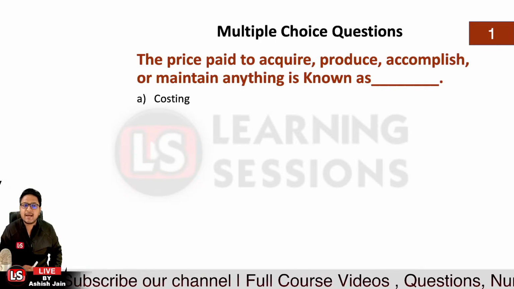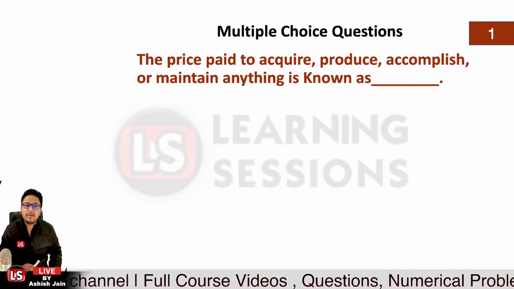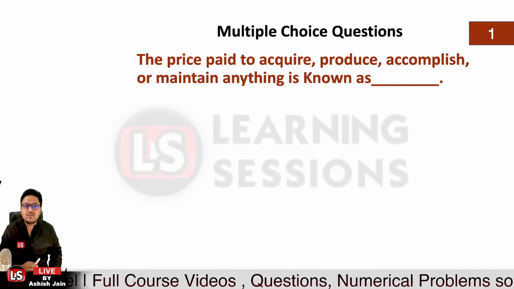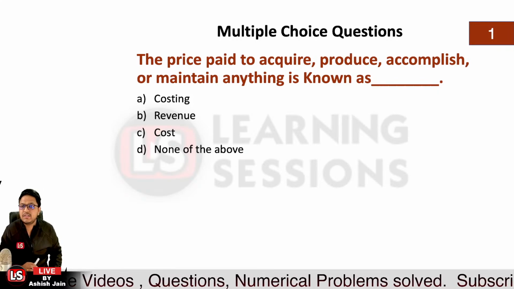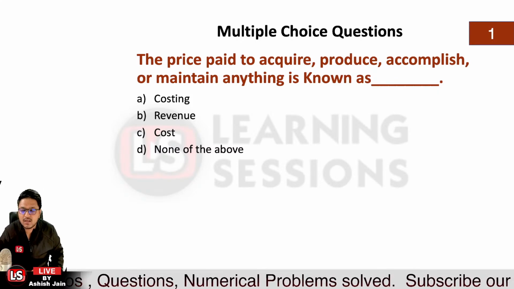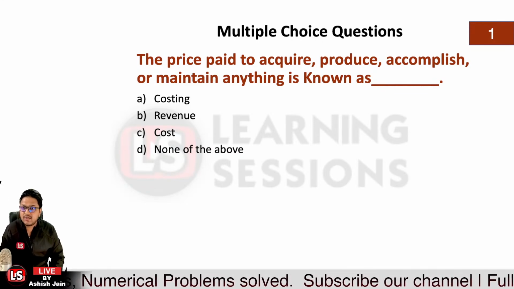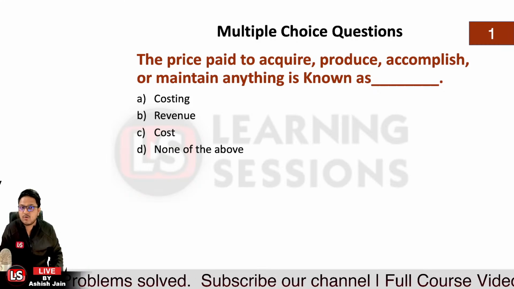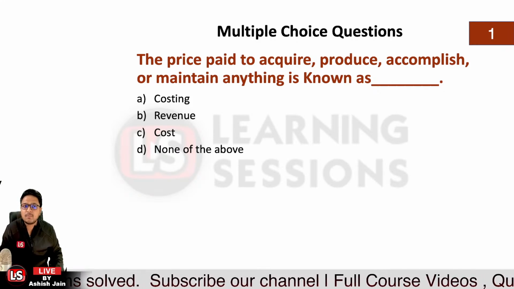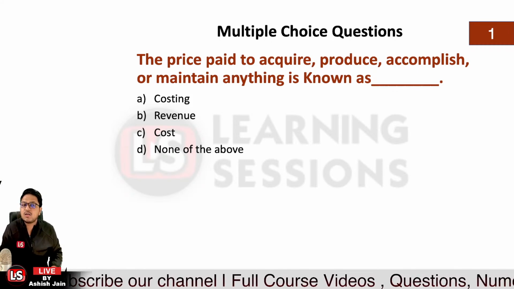First question, it says the price paid to acquire, produce, accomplish or maintain anything is known as what? Costing, revenue, cost, or none of the above. So which of the following would be the right answer in this regard? I want you to answer at the earliest. If you pay a price so as to acquire the product, accomplish or maintain anything, it is known as what? It is known as the cost of the product.